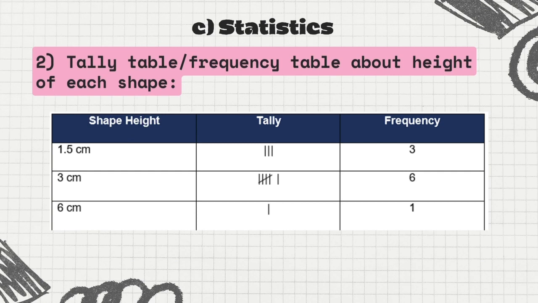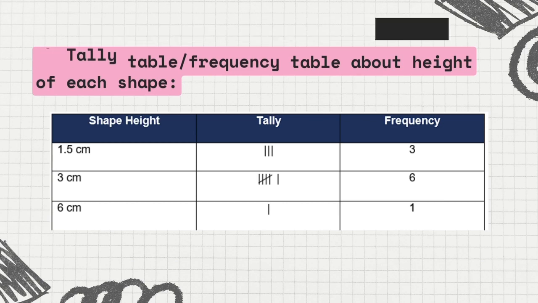The second statistic is also in the same form, which is in the form of a tally table and a frequency table. This table shows the heights of each shape. There are 3 height measurements that can be identified when referring to the mathematical elements mentioned earlier, measurements and geometry. From this table, it can be concluded that there are 3 shapes with a height of 1 cm, 6 shapes with a height of 3 cm, and 1 shape with a height of 6 cm.